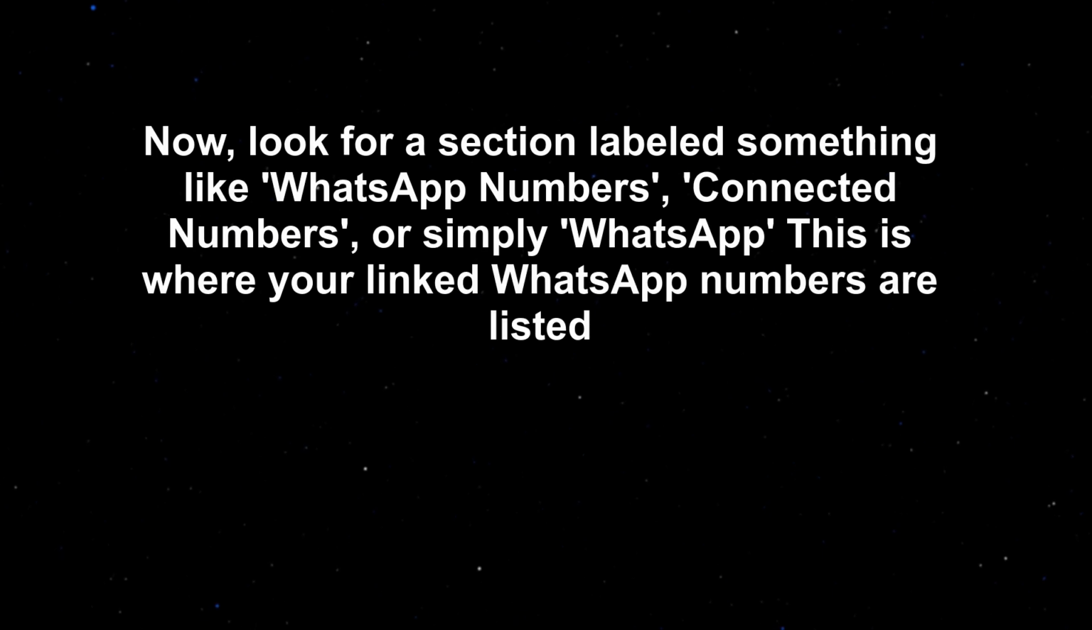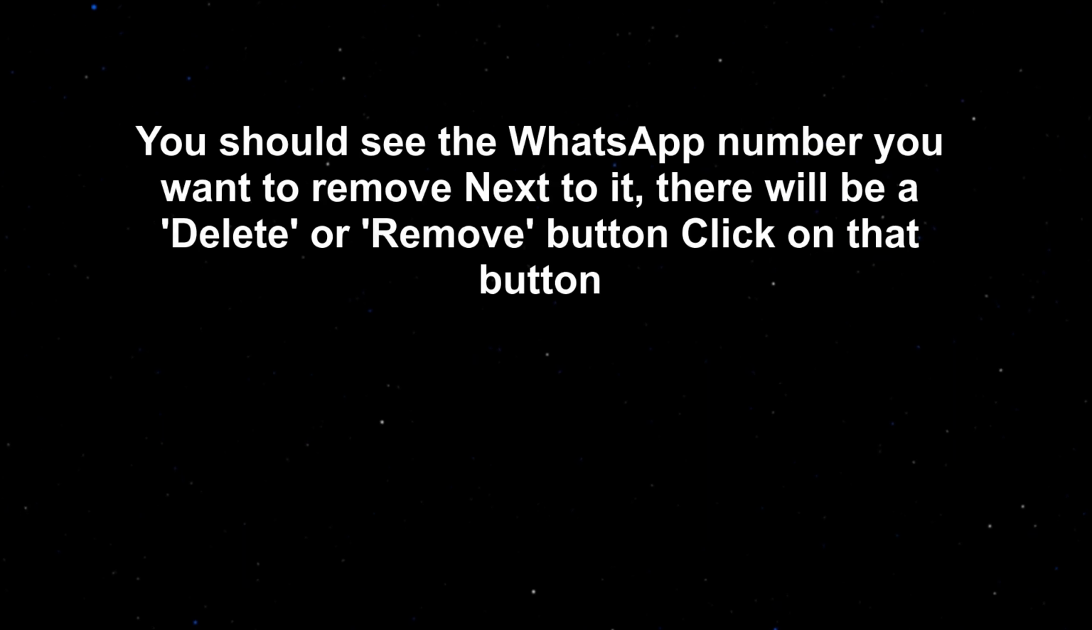Now, look for a section labeled something like WhatsApp Numbers, Connected Numbers, or simply WhatsApp. This is where your linked WhatsApp numbers are listed. You should see the WhatsApp number you want to remove. Next to it, there will be a Delete or Remove button.